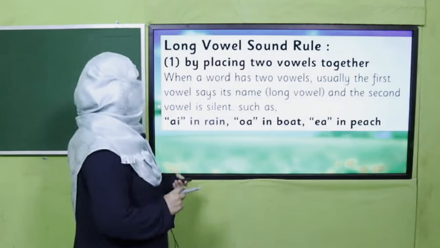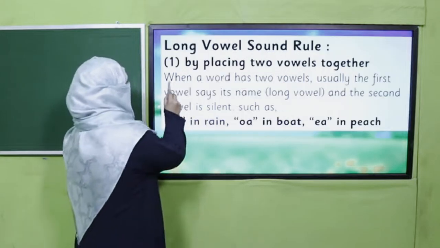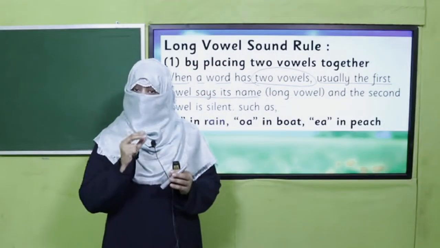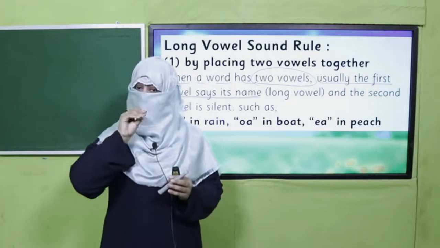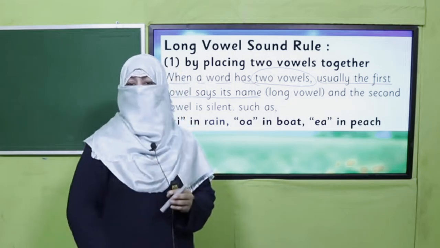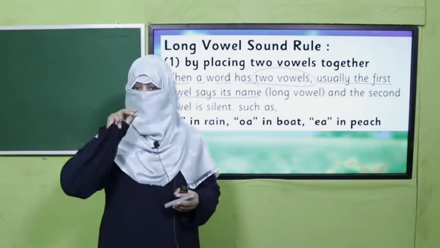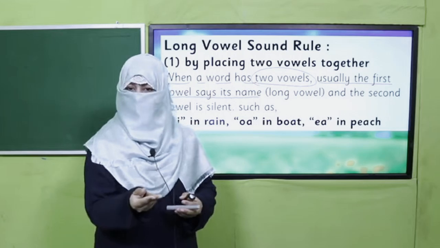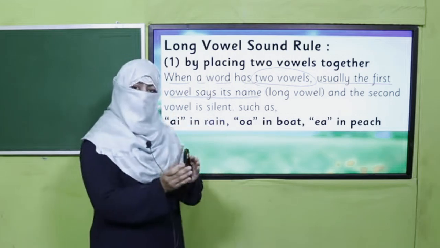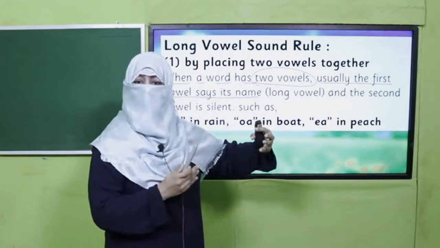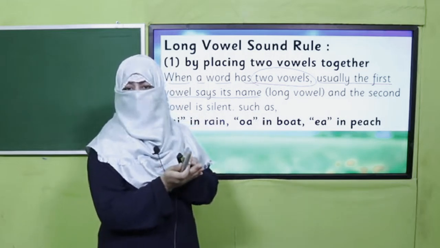And when it's long, we have learned two principles. One, when a word has two vowels, usually the first vowel says its name. So we memorize it like that. When two vowels are walking, the first does the talking and says its name. What? When two vowels are walking, the first does the talking and says its name, right? So when two vowels are walking, you have to focus on the first vowel. It will say its long sound, and the second vowel is silent. This is what we have learned.